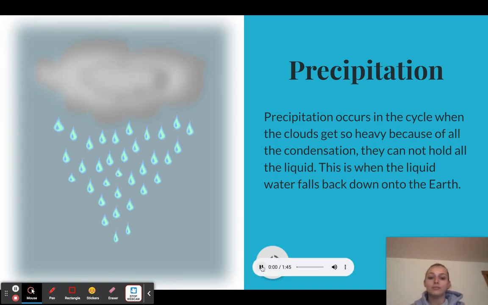Precipitation. Precipitation occurs in the cycle when the clouds get so heavy because of all the condensation that they simply cannot hold the liquid. This is when the liquid water falls back down onto the earth. This can be in the form of rain, hail, or snow.